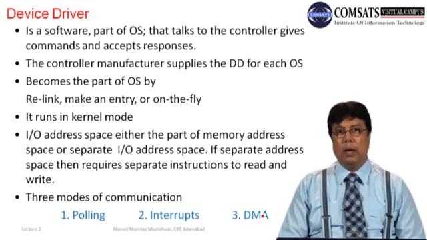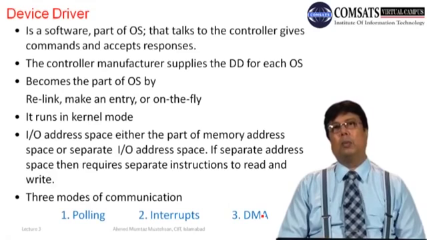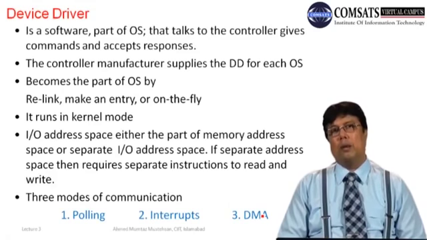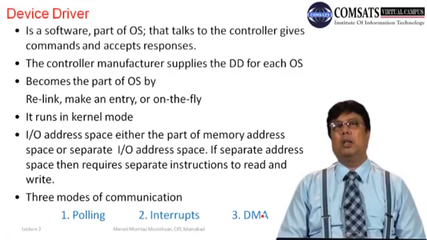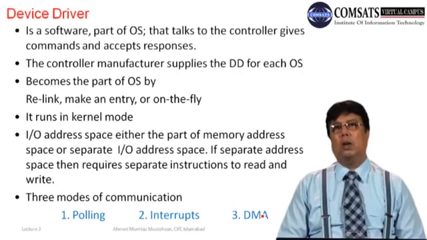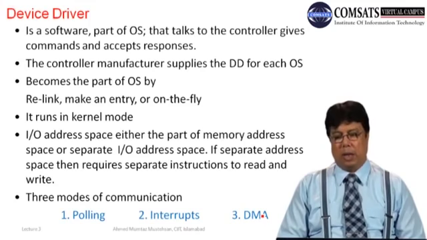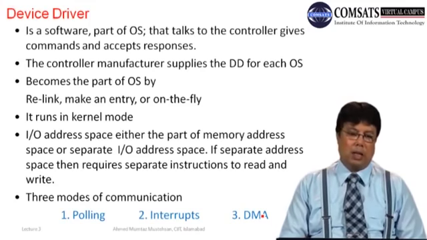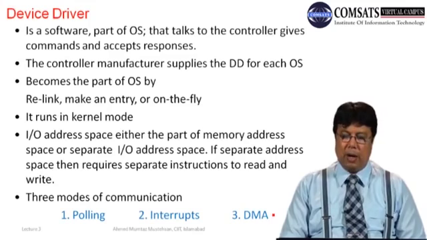One is called polling, number two is interrupts. So you can perform the I/O through polling, you can perform the I/O through interrupts, or you can perform the I/O through DMA. DMA stands for direct memory access. So these are basically the three modes through which you instruct the I/O devices to perform their task. So what are these? Let us discuss it one by one.